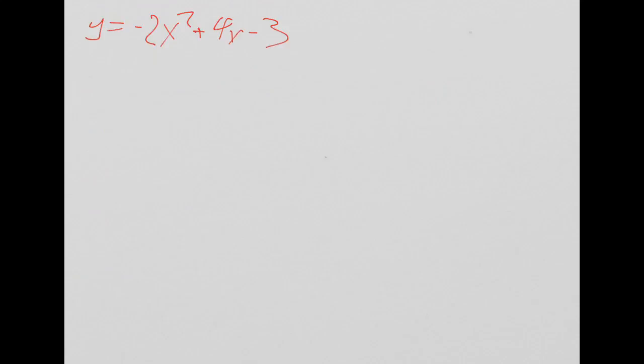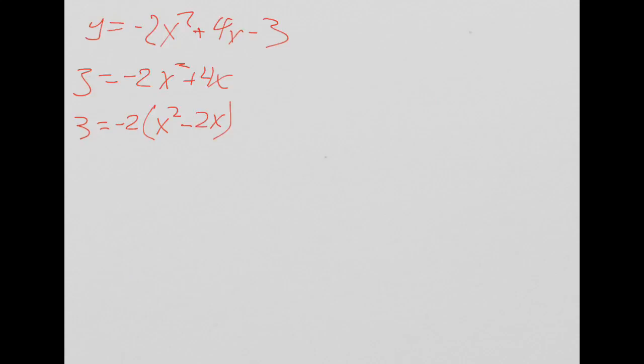Now our starting point is going to be exactly the same. We're going to set it equal to 0 and add 3 to both sides to get that 3 over on the other side. So we're going to get 3 equals negative 2 times x squared plus 4x. And now we're going to factor the negative 2 out on the right side. So we're going to get 3 equals negative 2 times (x squared minus 2x).